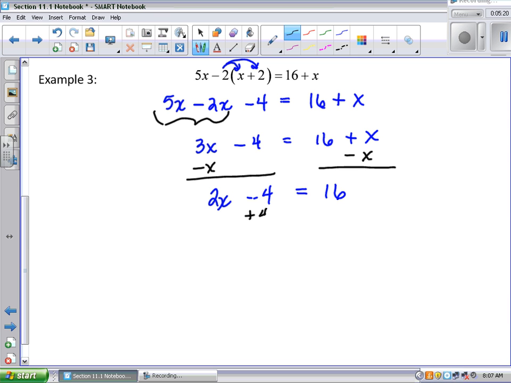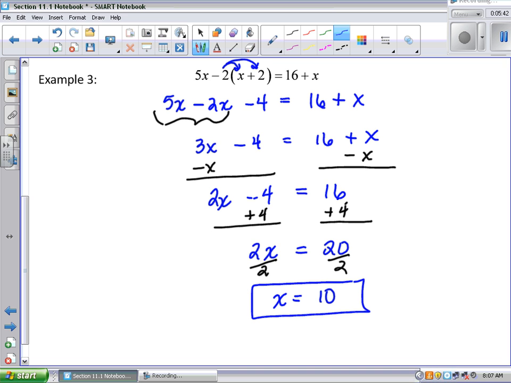Add 4 to both sides, so I get all my numbers on the same side. So x is on one side, numbers on the other side. Now I can use that multiplication property. 2 times x, I divide by 2 to get the x by itself. X equals 10. And we can go back and check this to make sure that we have the correct answer.